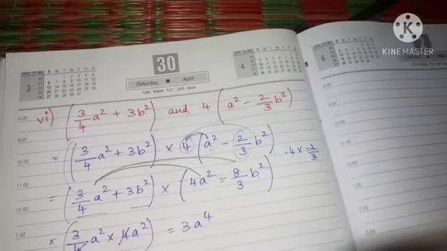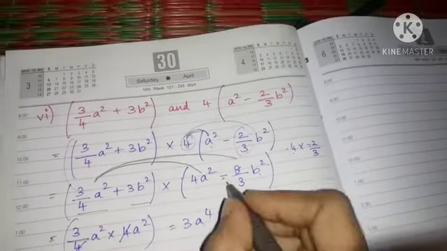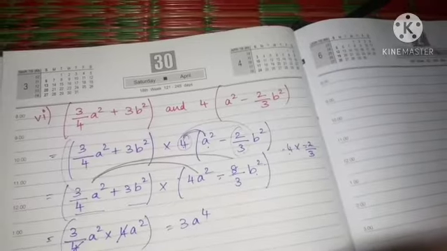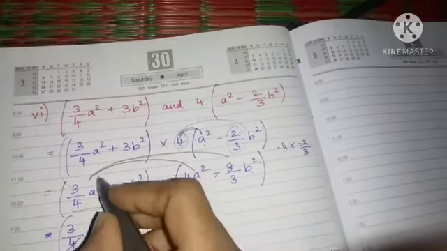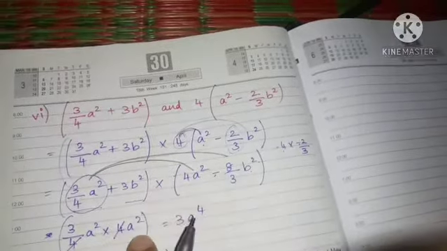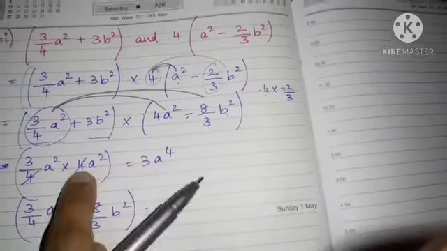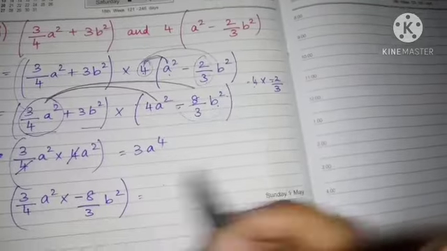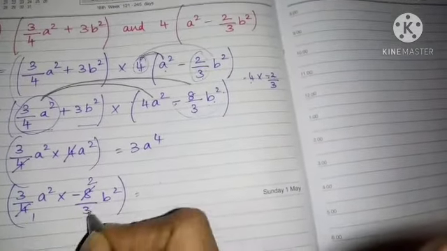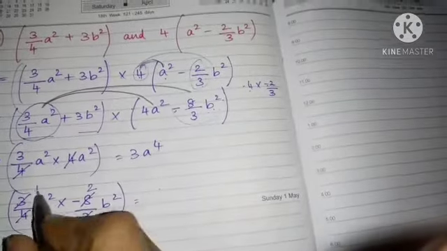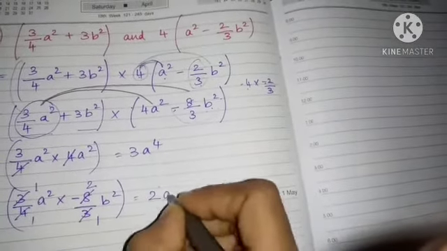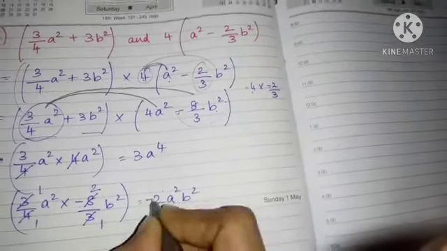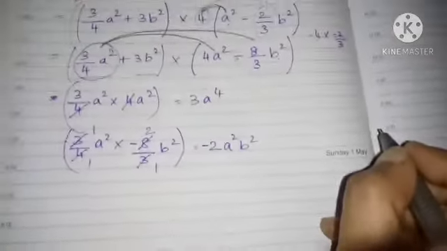Next, 3 by 4 a square into minus 8 by 3 b square. See children, first I have multiplied this term with 4a square. Separately you can multiply it and find the answer, then you can substitute there. For my convenience, 4 cancel, about 3a power 4. Here, 3 by 4 a square into minus 8 by 3 b square. 4 1s are 4, 4 2s are 8, 3 1s are 3, 3 1s are 3. 1 into 2, 2, a square b square, plus into minus. What is the answer? Minus 2a square b square.